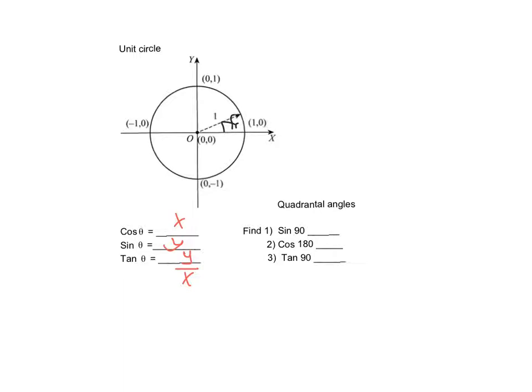So cosine, sine kind of goes alphabetically, C then S. So the x and the y goes alphabetically also. That's how I remember it. So cosine goes with the x, sine goes with the y. Tangent is the reverse of what I would think. It's y over x, not alphabetical.